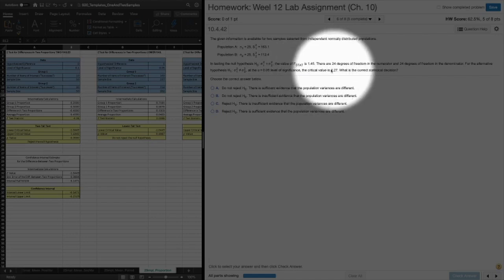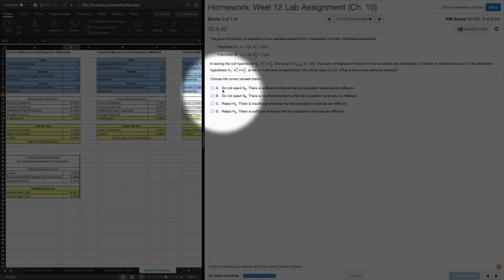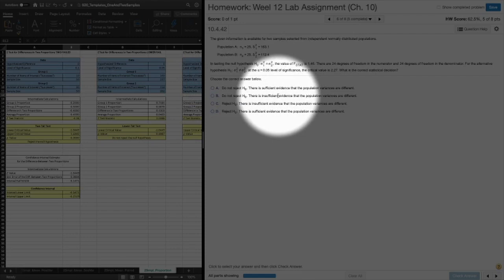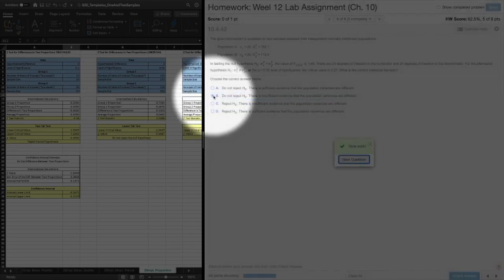Since the critical value is 2.27 and the f-stat is 1.45, that f-stat falls below the critical value. What does that mean? We fail to reject. So it's one of these two. We fail to reject because we don't have enough evidence to reject, so it's here.